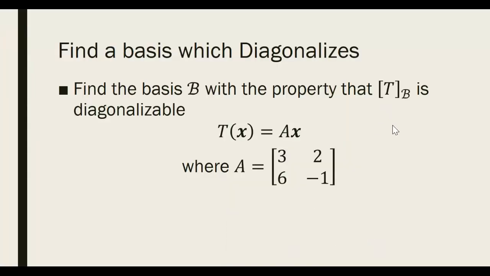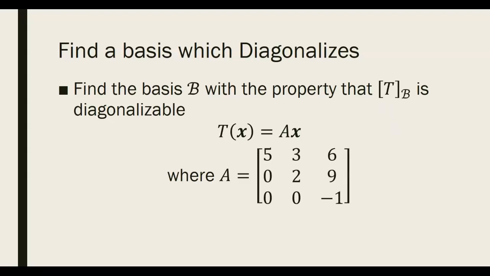Now let's do one more of those for good measure. Let's take 5, 3, 6, 0, 2, 9, 0, 0, -1. Obviously, this is a triangular matrix, so the eigenvalues pop out at you. But go ahead and find a basis B with the property that the transformation with respect to basis B is diagonal.